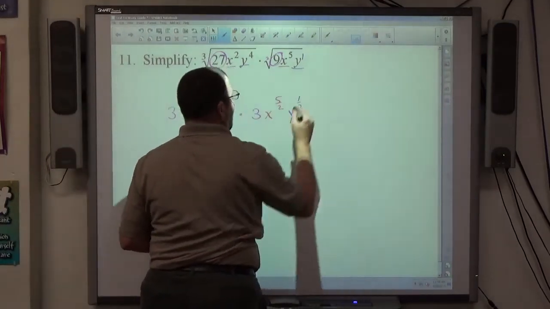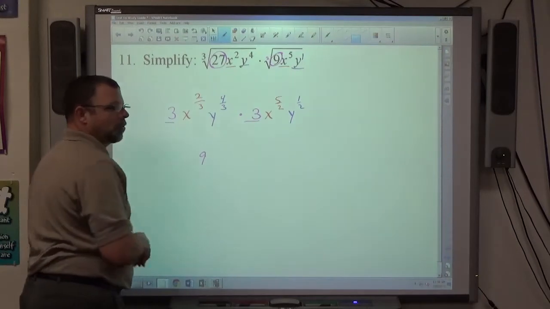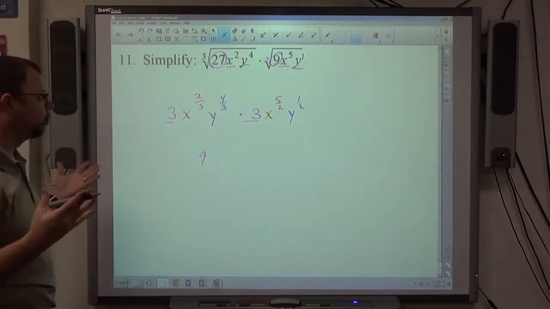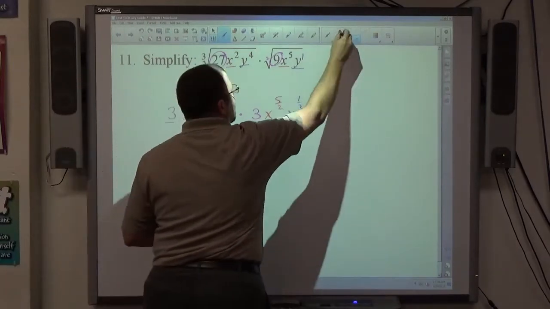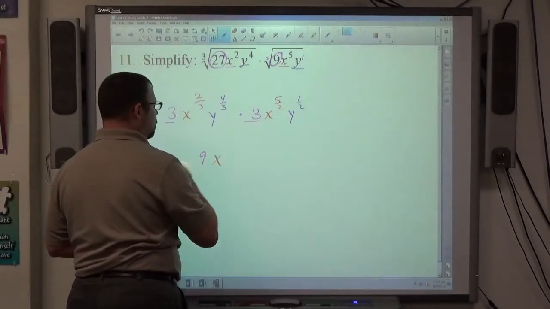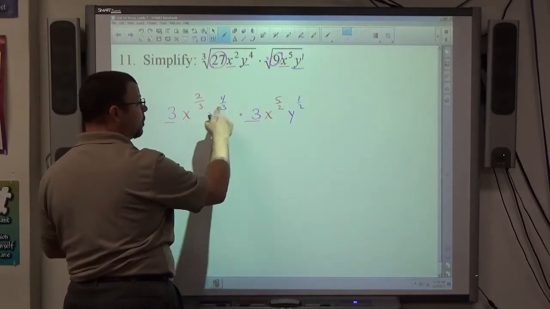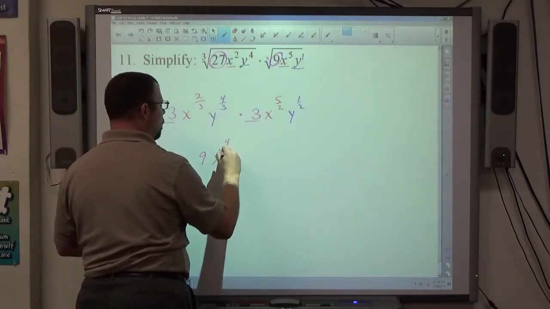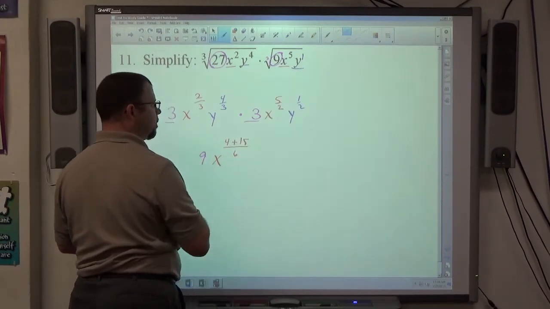What's left to do is to get an answer for this. 3 times 3 makes 9, because that's what 3 times 3 equals. Okay, there's no trickery here, it's just that's what 3 times 3 is. As far as x and y are concerned, I'm going to add powers. For x, I've got 2/3 and 5 halves. I'm going to make a common denominator of 6. So 4 plus 15 over 6.